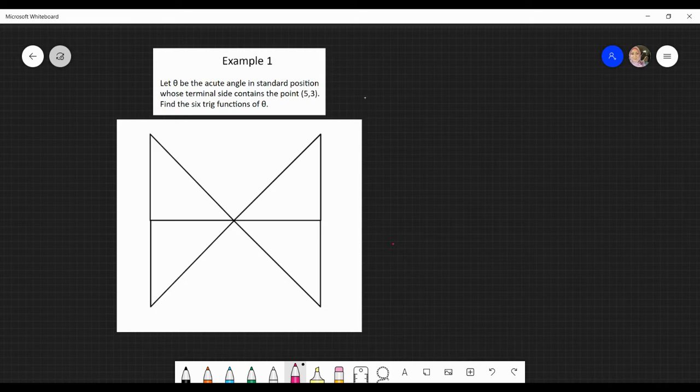It says, let theta be an acute angle in standard position whose terminal side contains the point (5, 3), and we need to find all 6 trig functions. So it looks like theta is not a remarkable angle in the unit circle. It's not a 30 degree, it's not a 45 degree, it's not a remarkable one. So how do we do this?